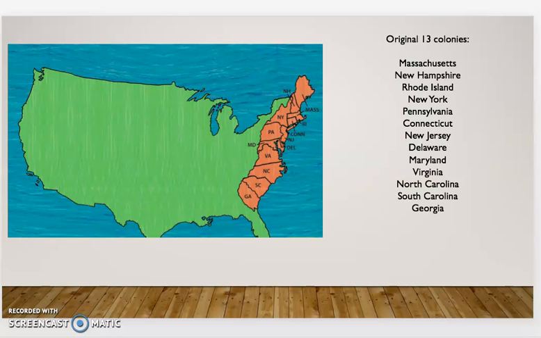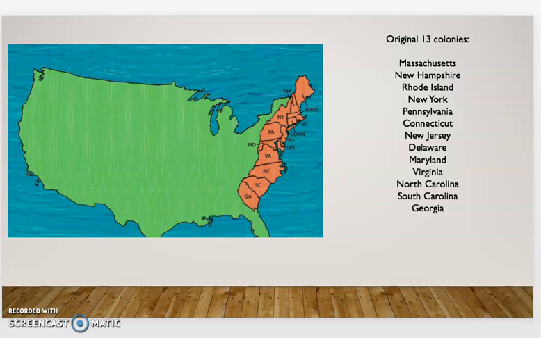Now, the first thing we learned is that there were originally 13 colonies when we began to settle in this new world, in this new country. And those original 13 colonies were Massachusetts, New Hampshire, Rhode Island, New York, Pennsylvania, Connecticut, New Jersey, Delaware, Maryland, Virginia, North Carolina, South Carolina, and Georgia.